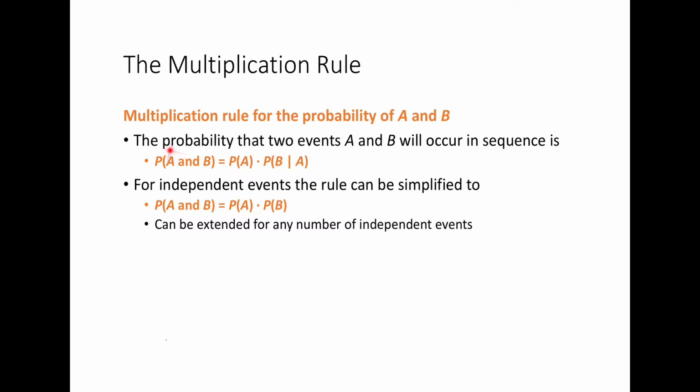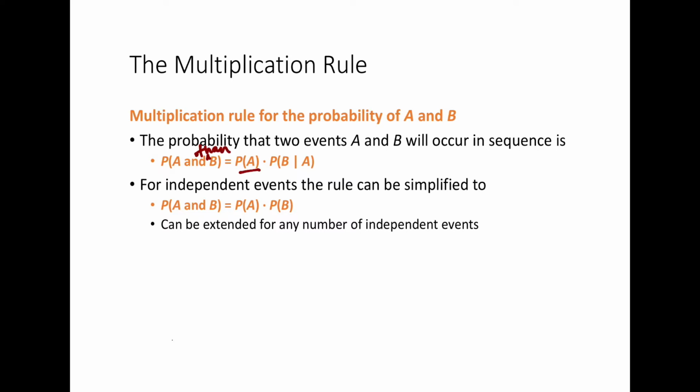So the probability that two events A and B will occur in sequence is the probability of A and B. In fact, I like to think of it as A and then B occurring. So A occurs first, we write out that probability, and then we multiply it by the conditional probability, assuming these are dependent, the probability of B given A.